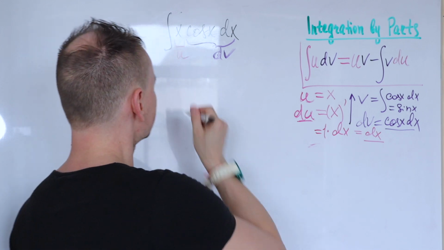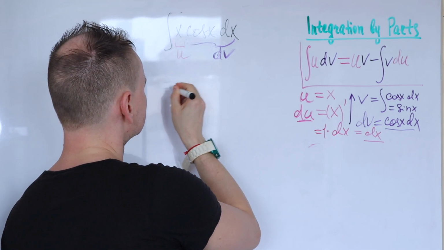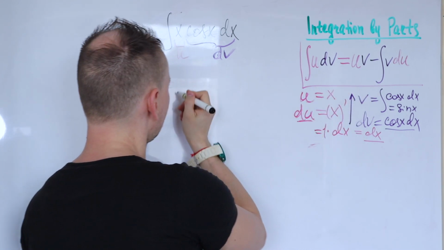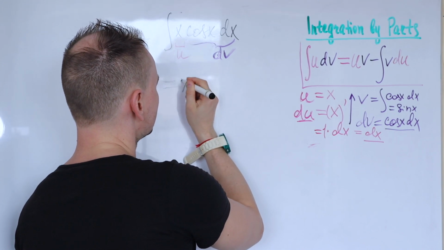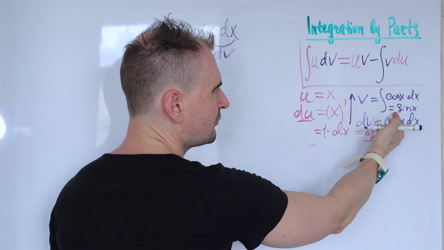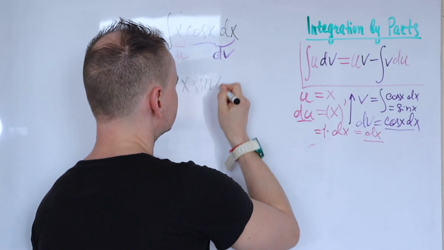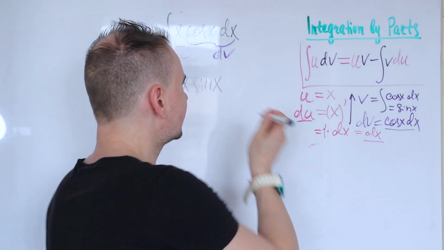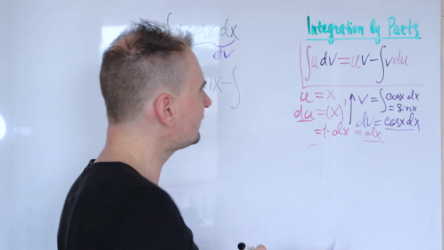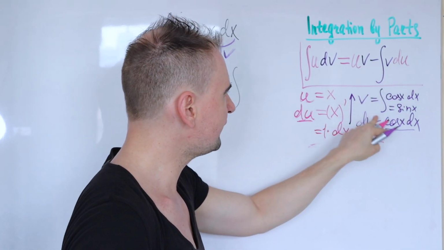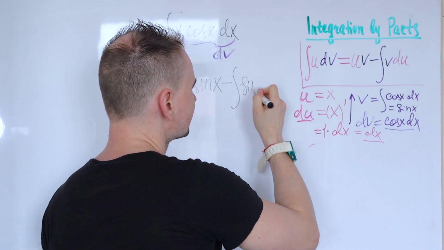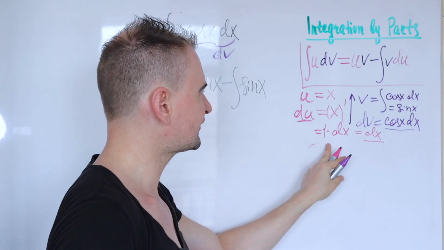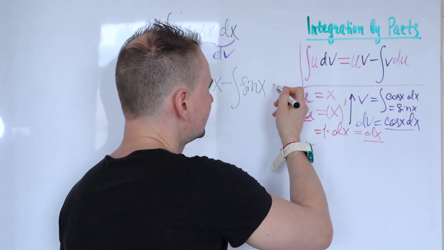Your integral becomes u times v. u is x, you write x, and you multiply it by v, your v is sine x. You subtract off, minus, take away, the integral of v, which is your sine x, and du is just dx, since the derivative of x is 1, so dx.